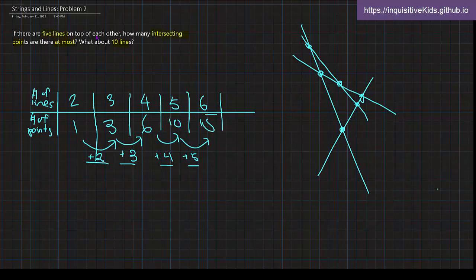So if there were 5 lines on top of each other, that would be at most 10 points. So 5 lines. If you were going to properly answer this question, you would do full sentences. I don't have space up here, so that's what I'm writing. So for 5 lines, we would have 10 points. You would have to say 10 intersecting points at most. But what about 10 lines?